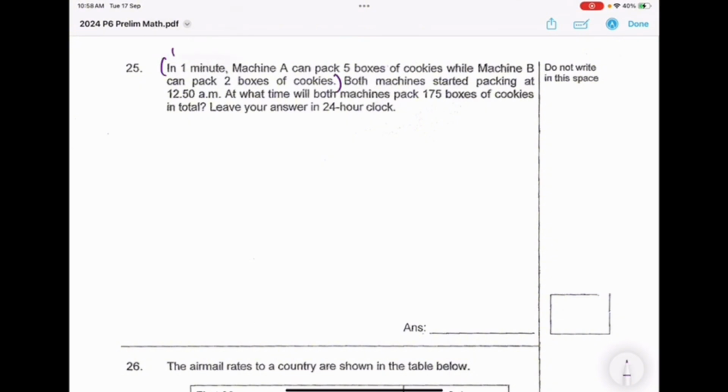Alright, this is sentence number 1. I want to list down the information that is given to me. So I have machine A packing 5 boxes per minute and machine B packing 2 boxes per minute.